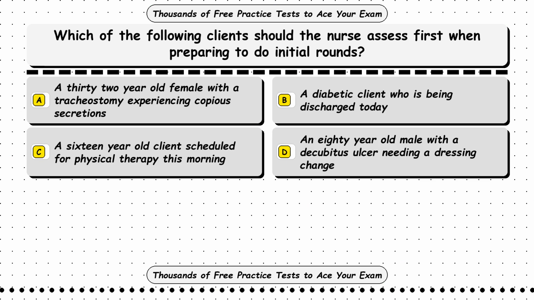Question 36. Which of the following clients should the nurse assess first when preparing to do initial rounds? Option A, a 32-year-old female with a tracheostomy experiencing copious secretions. Option B, a diabetic client who is being discharged today. Option C, a 16-year-old client scheduled for physical therapy this morning. Option D, an 80-year-old male with a decubitus ulcer needing a dressing change.